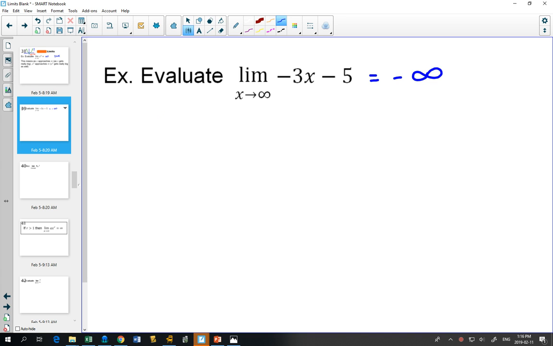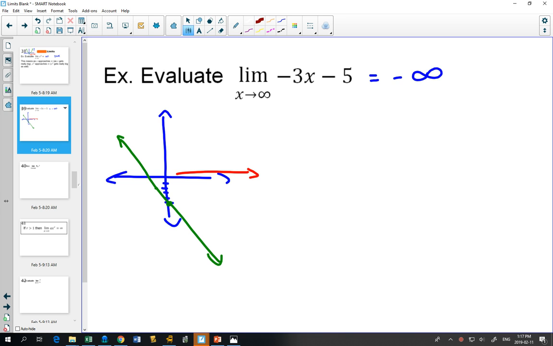Again, if we think of this graphically, this graph is a line with a y-intercept at -5 and a slope of -3. This is what the graph looks like. And we're asking, as x goes to positive infinity, what happens to our y values? Well, our y values keep getting bigger and bigger, but bigger and bigger negative values. So we would say the limit as x goes to infinity of -3x minus 5 is negative infinity.